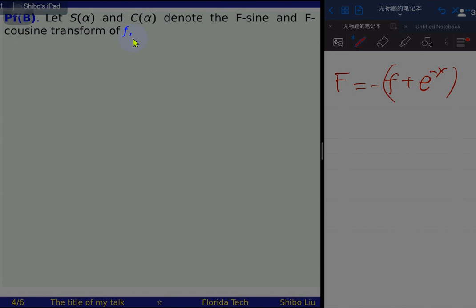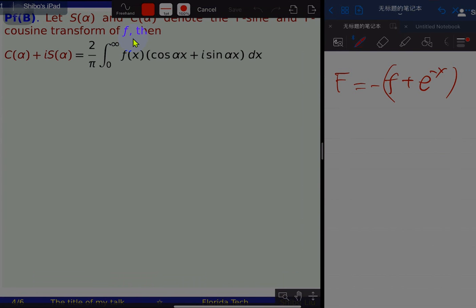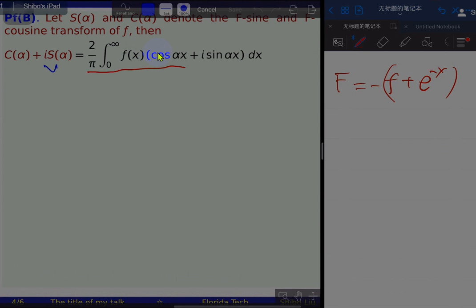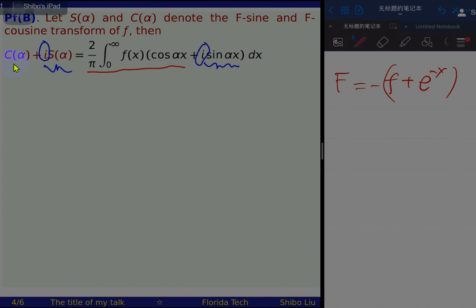Now, by the definition, what is C(alpha) plus i S(alpha)? C(alpha) is here; it is the Fourier cosine transform of f. And similarly, S(alpha) is the sine transform, times i, of course. That is this i. So we can compute the Fourier cosine and the Fourier sine at the same time using this equality.